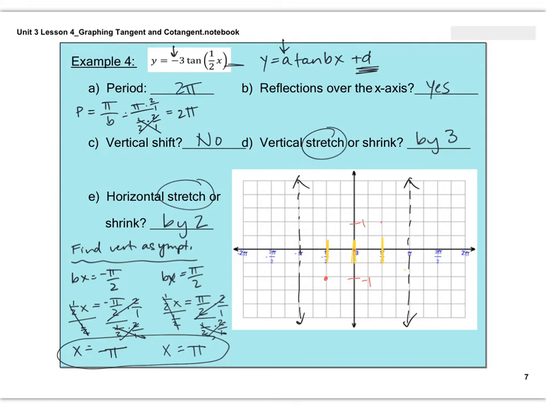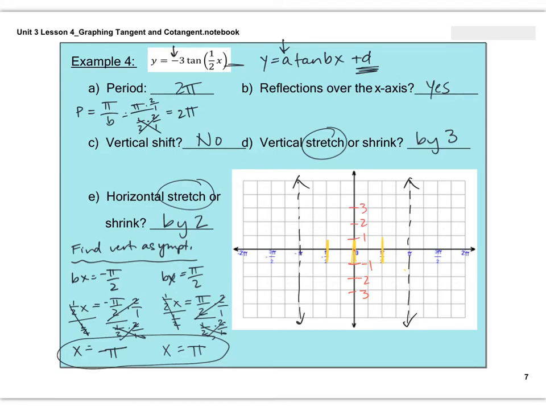But since I have to have a stretch of 3, I actually have to start at negative 3, and that would be off my graph. So I don't think counting by halves is the best idea. I think I should count by ones. So let's make this negative 1, negative 2, negative 3, positive 1, positive 2, positive 3.